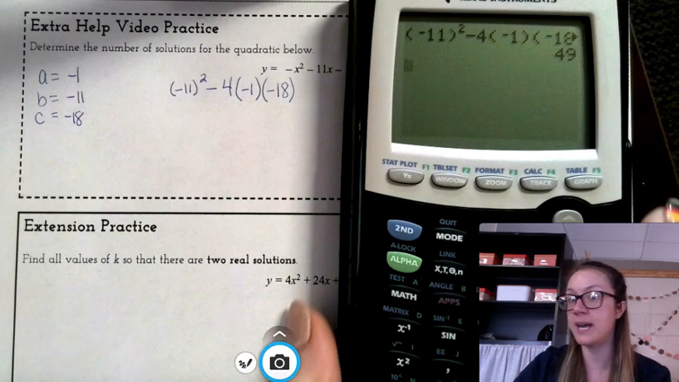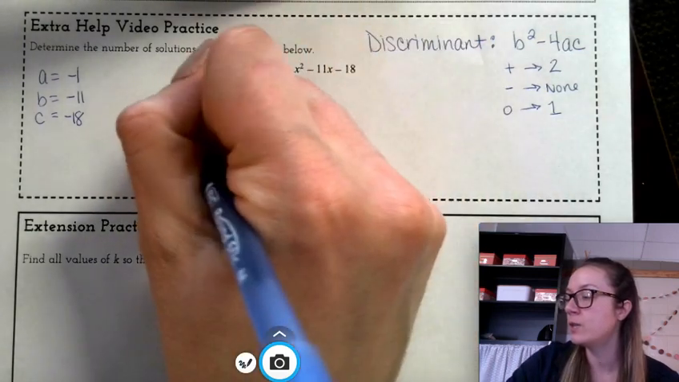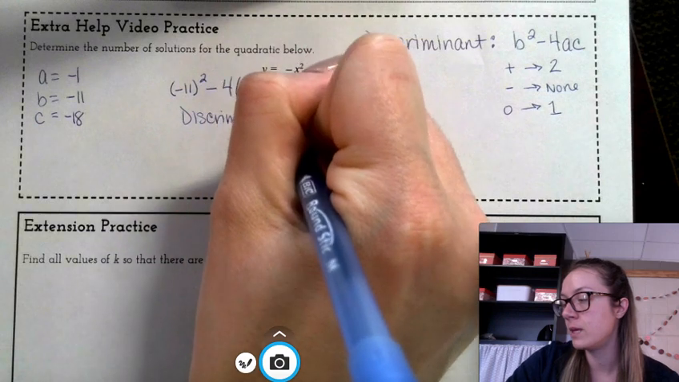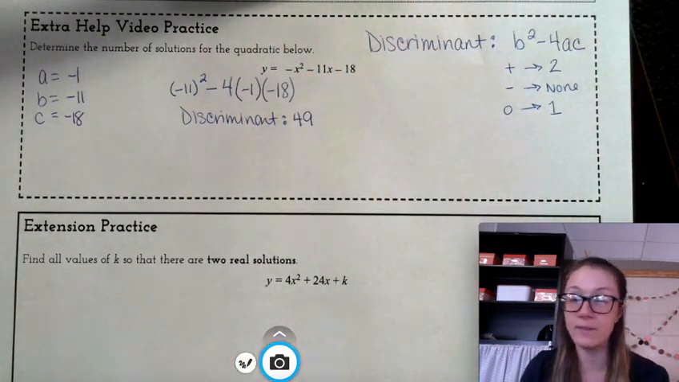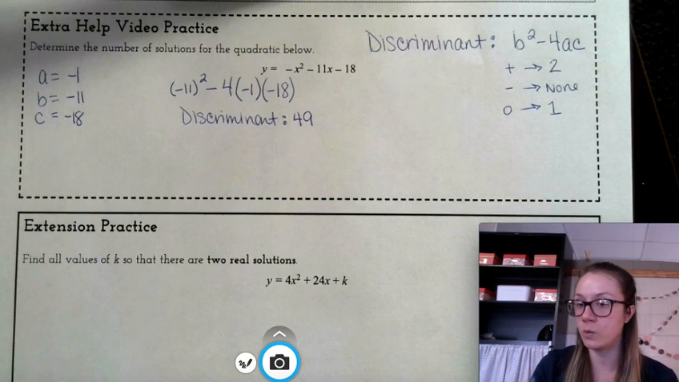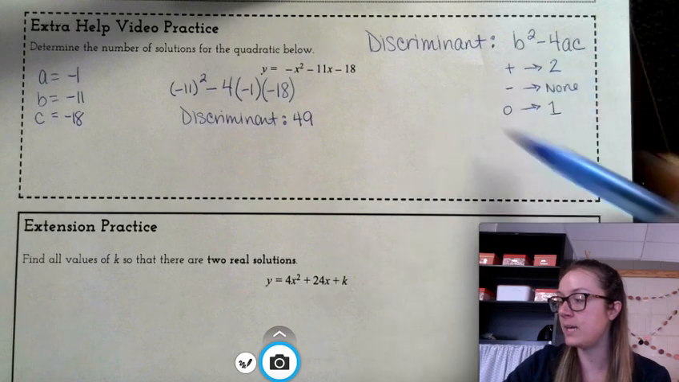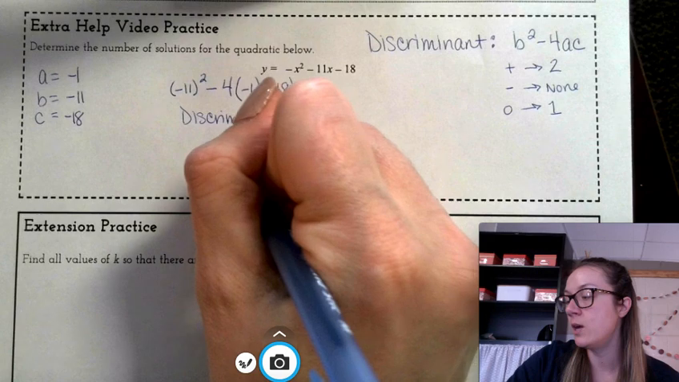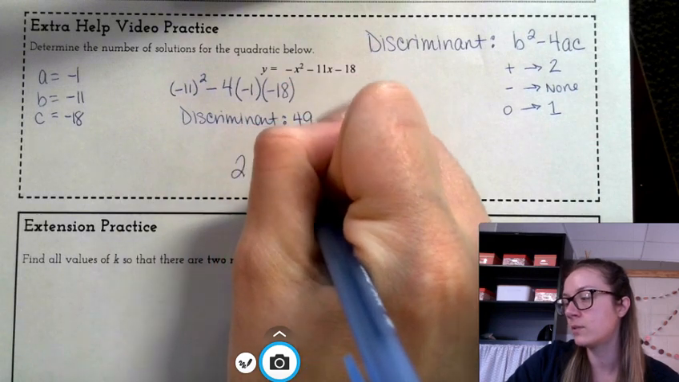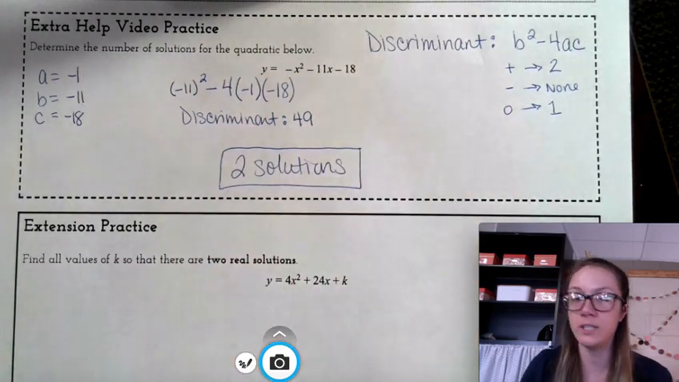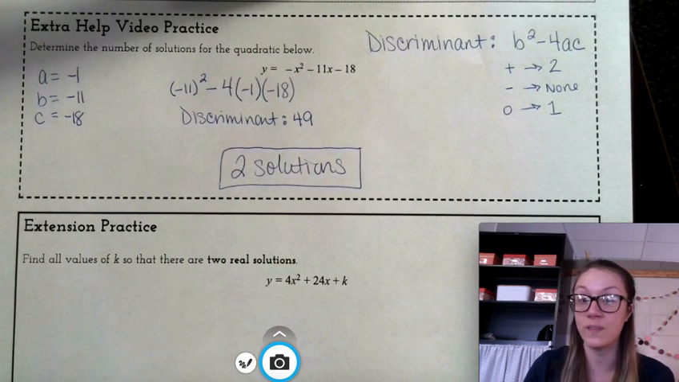So I get 49. So I'm going to write that on my paper. So my discriminant is 49. That does not mean I have 49 solutions. My only options are 2, none, or 1. And so looking at my little key that I made, my 49 is positive, so that means I'm going to have 2 solutions, or 2 x-intercepts. So 2 solutions. And that's all that I had to do because it just asked the number of solutions. It did not ask what they were. I know there's 2 of them somewhere on the graph.